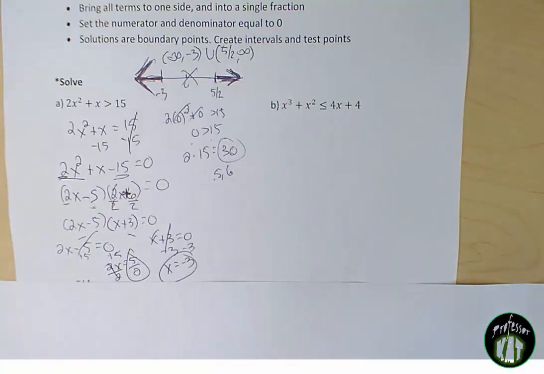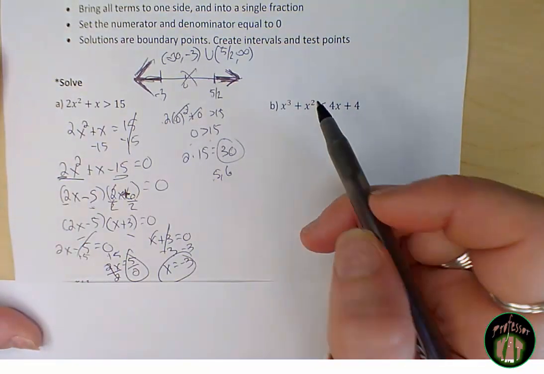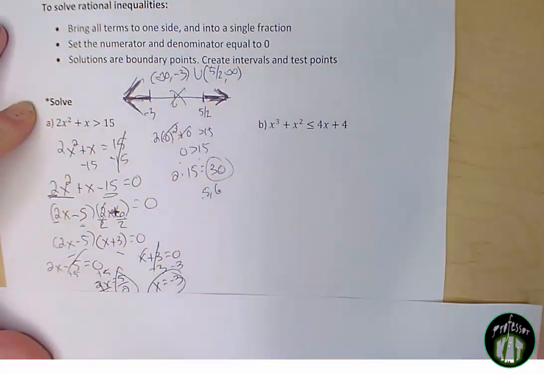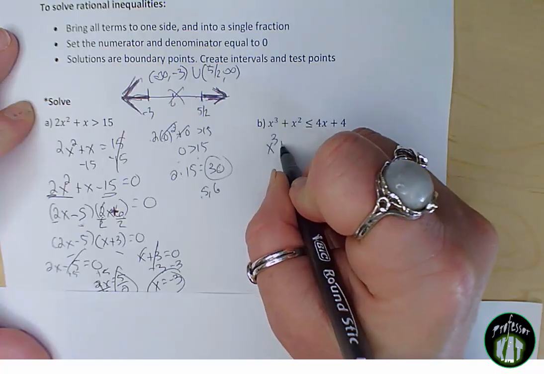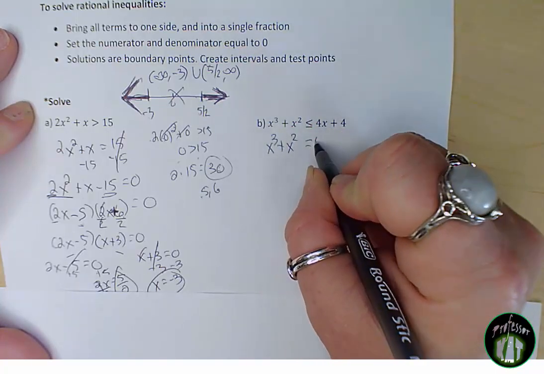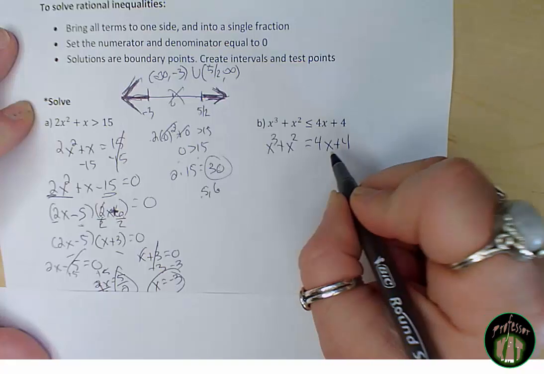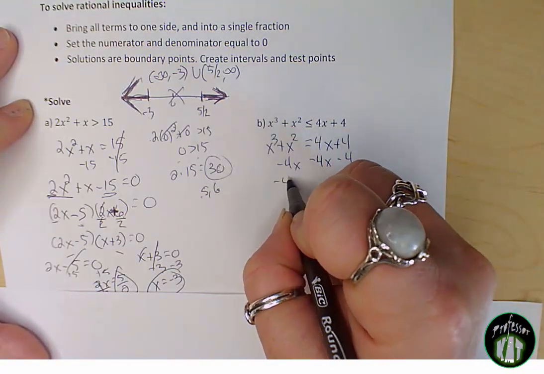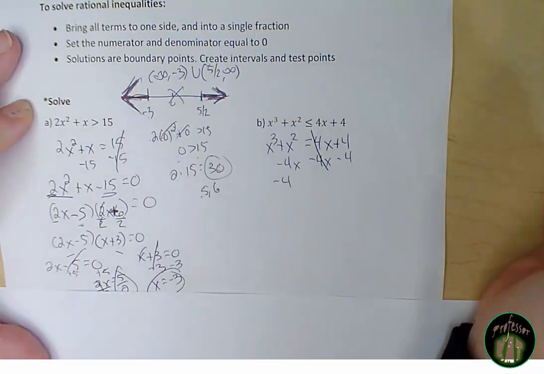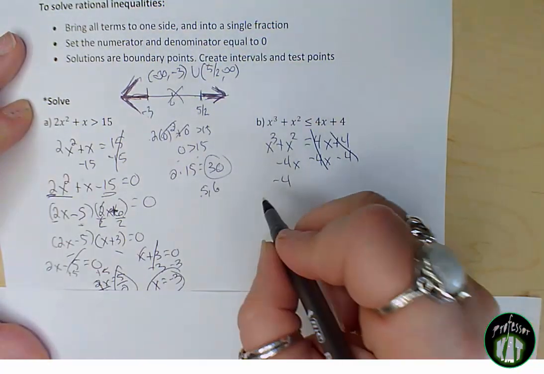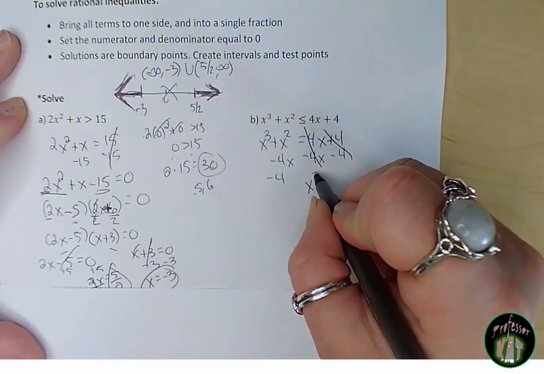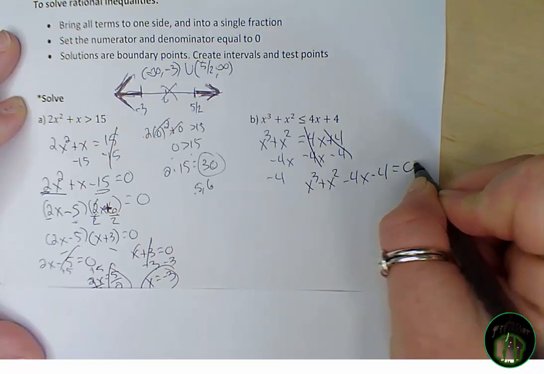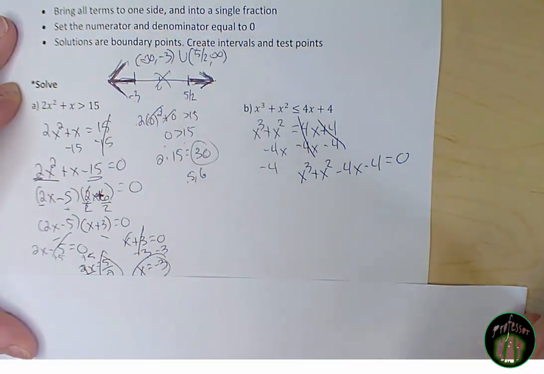Now let's move on to our next example here. So we are going to solve the equation f of x is equal to 0. So the first thing I'm going to want to do here is plug in an equal sign instead of my inequality symbol. And then I'm going to move everything over to one side of the equation. So I'm going to subtract 4x on each side, and subtract that 4 on each side, so that everything is on one side of the equation, set equal to 0, so that we can then solve this.